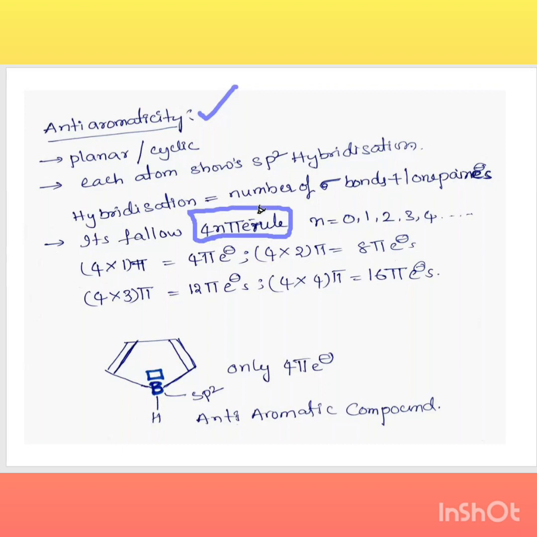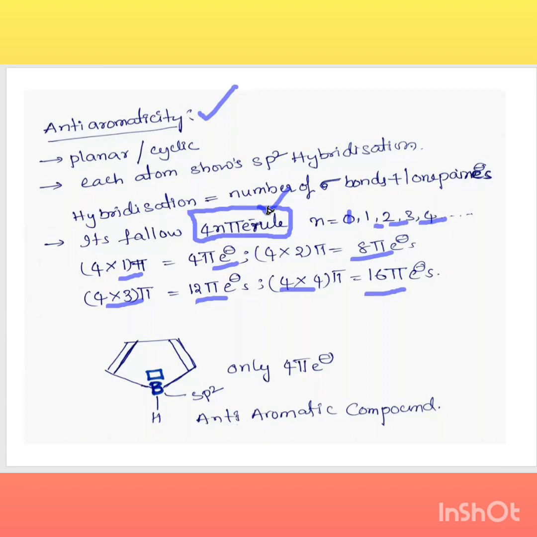The n value is equal to 1, 2, 3, 4, 5 like that. 4 into 1 is 4 pi electrons, 4 into 2 is 8 pi electrons, 4 into 3 is 12 pi electrons, 4 into 4 is 16 pi electrons, and so on. That is the 4n pi electron rule. Whichever compound follows the 4n pi electron rule shows anti-aromatic property.